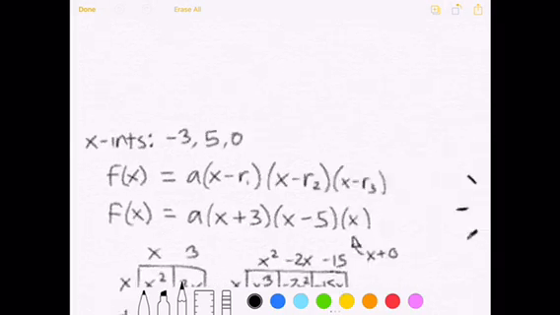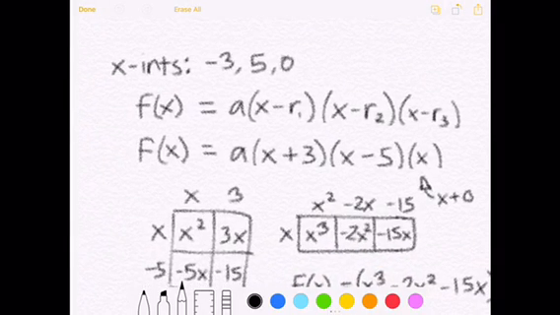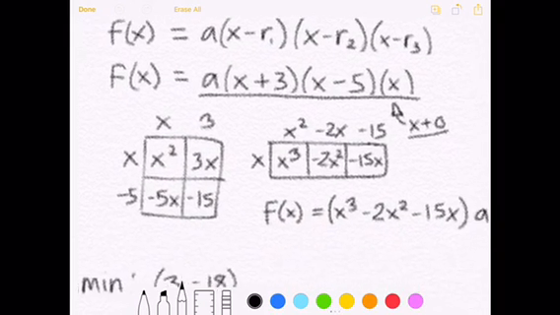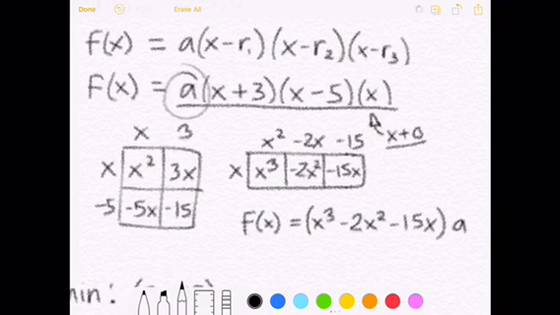So we know that the x-intercepts are -3, 5, and 0. We can plug these values into factored form, which is this. So when we do that, we get f(x) = a(x + 3)(x - 5)(x + 0), which is basically x. And we still don't know what a is. So let's try multiplying what we know out. And we cross-multiply, we get this equation, which we can then multiply by x to get this equation.